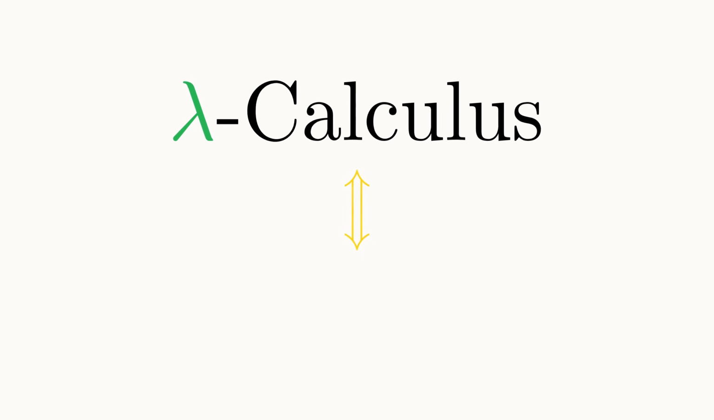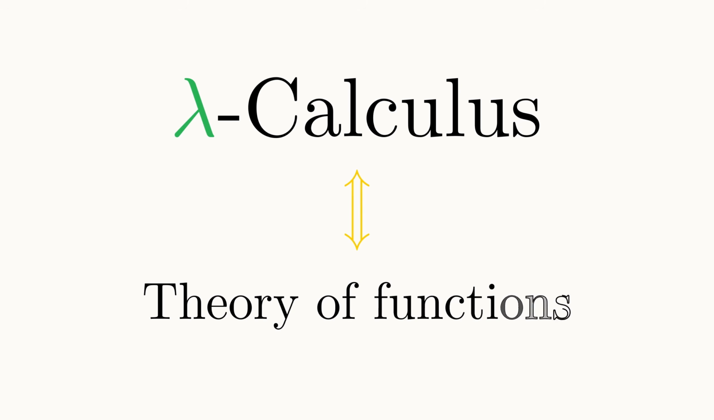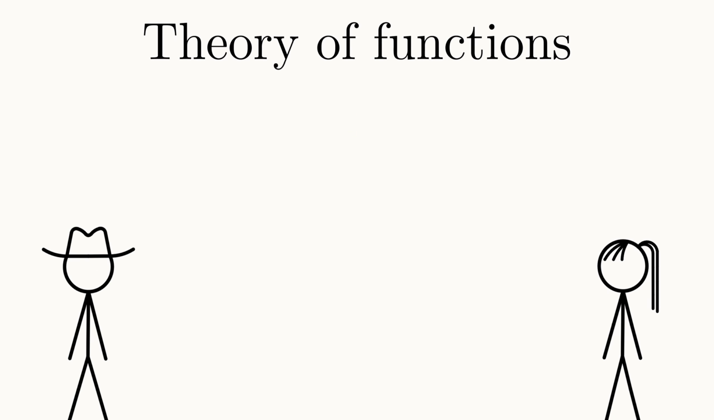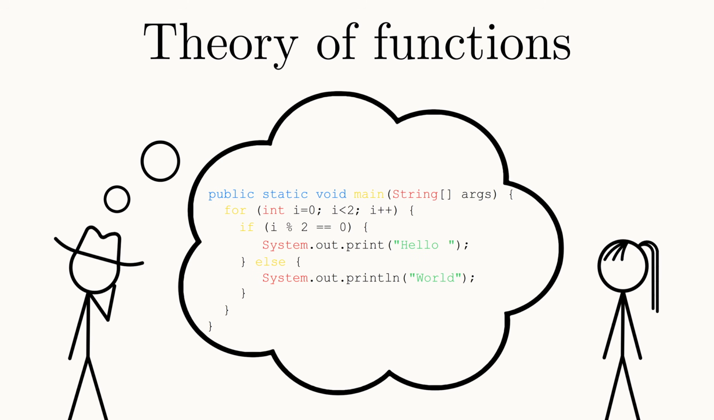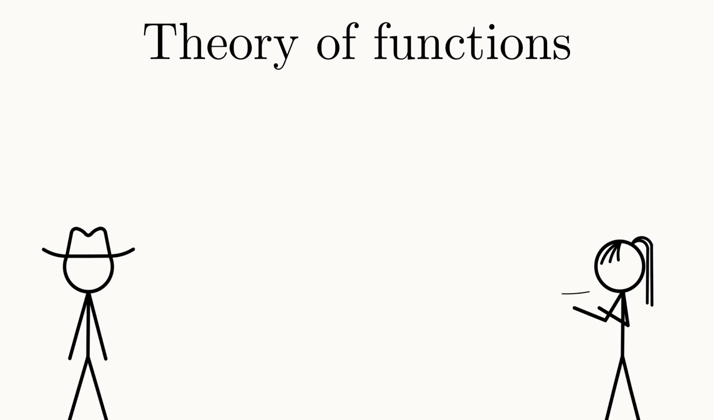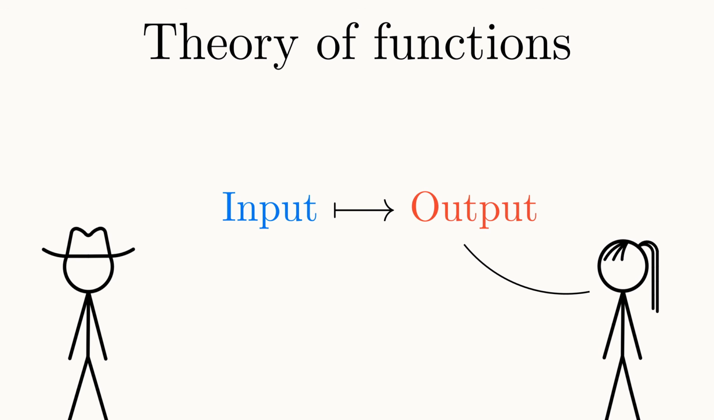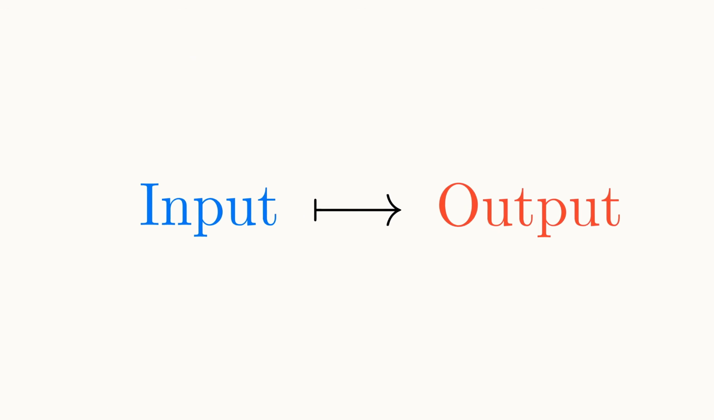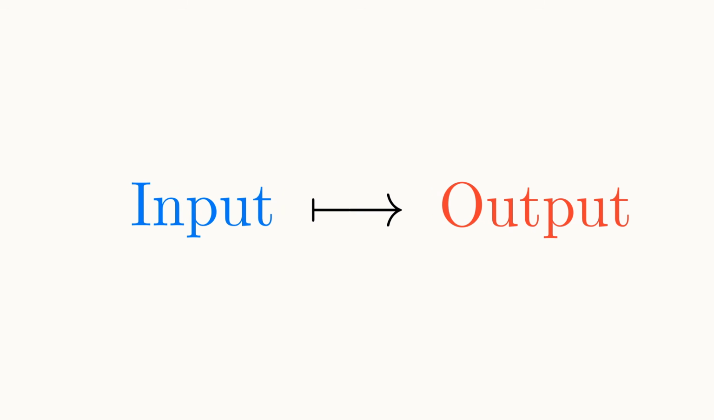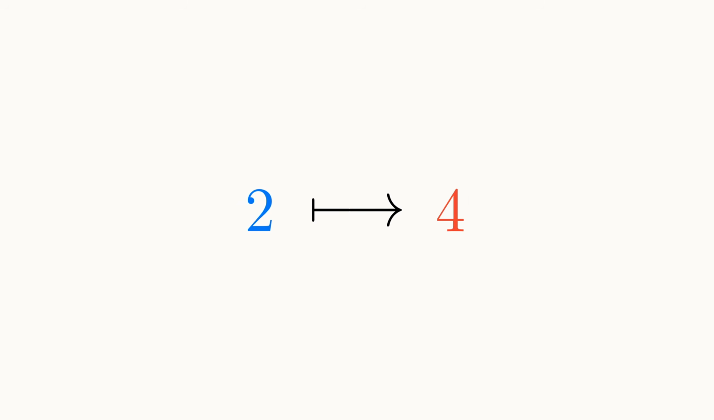The Lambda Calculus is, at its core, a theory of functions. By functions, I don't mean complicated blocks of code. Rather, a mapping of inputs to outputs. For example, we could have a function that maps a number to its square, so the function maps the input 2 to the output 4, and so on.